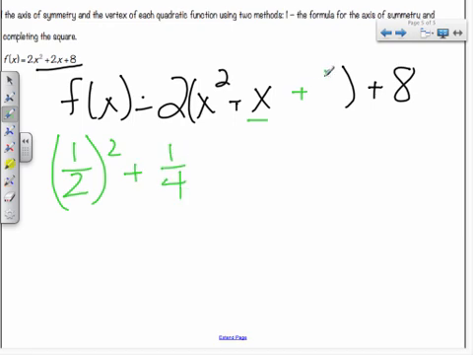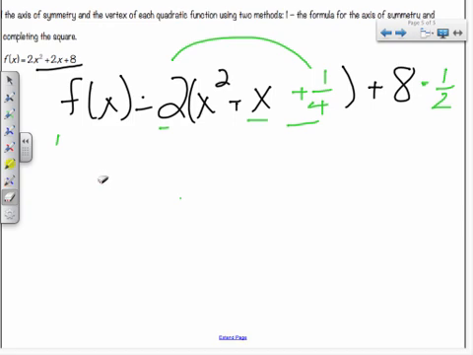So this is plus 1/4. Now don't forget that this is 2 times 1/4, so it's really 1/2. So to get rid of it here, since I'm adding it here, I've got to subtract it on this side, on the same side. So remember, you do the opposite when it's on the same side. Then I can go ahead and factor this right here.